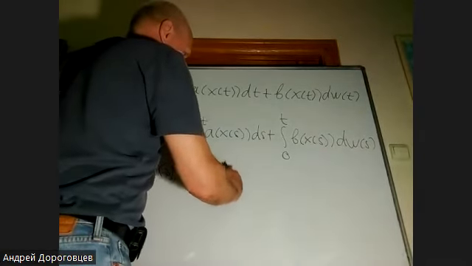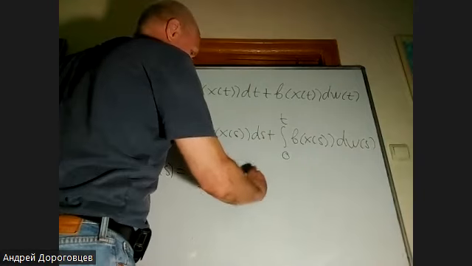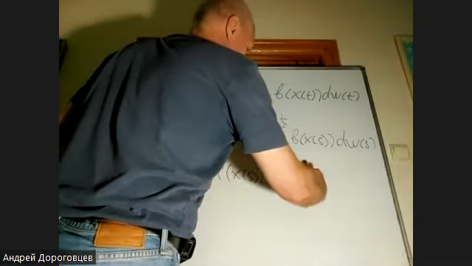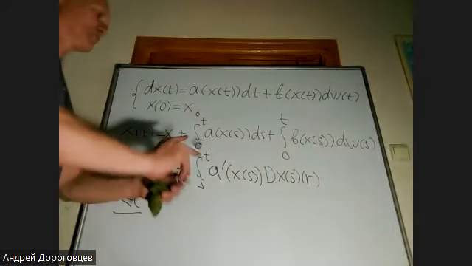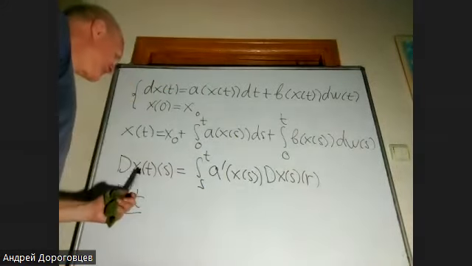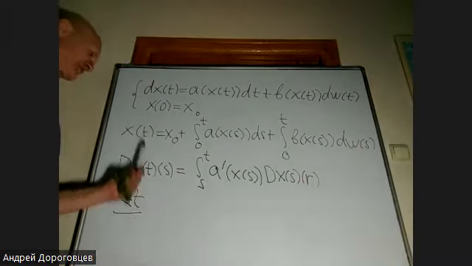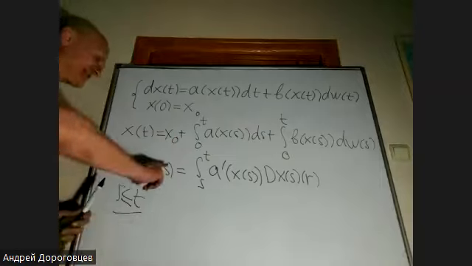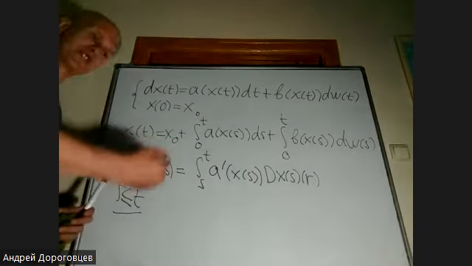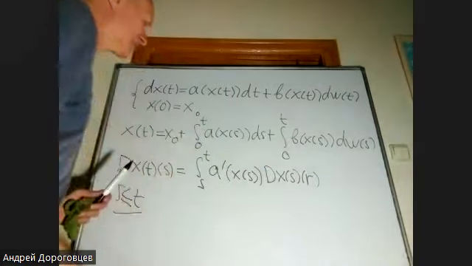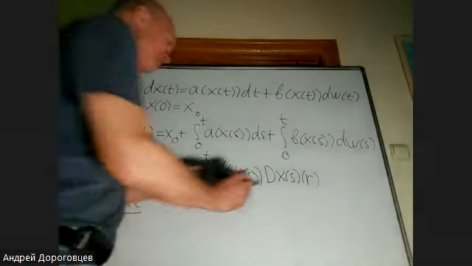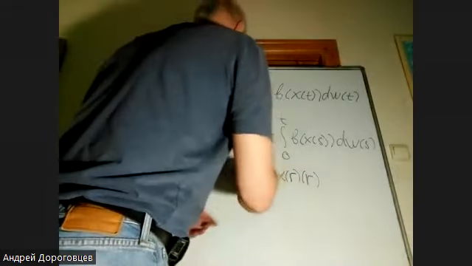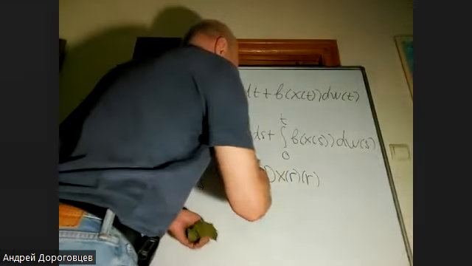Remember the chain rule, A prime xs dxs at the point R. The first time argument is related to the time argument of the initial function x, and the second one is the argument of the stochastic derivative. The second one is, excuse me, exactly in the opposite direction. Here is R, and here is S.